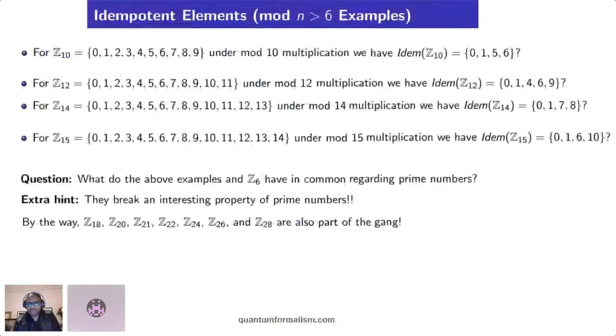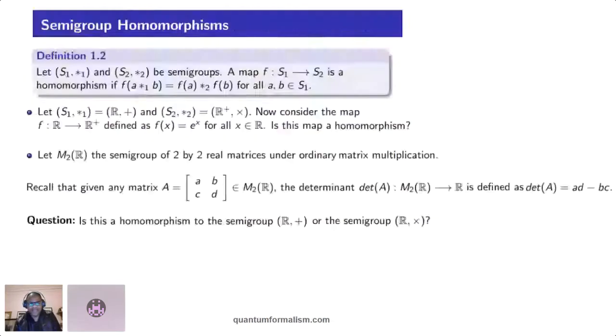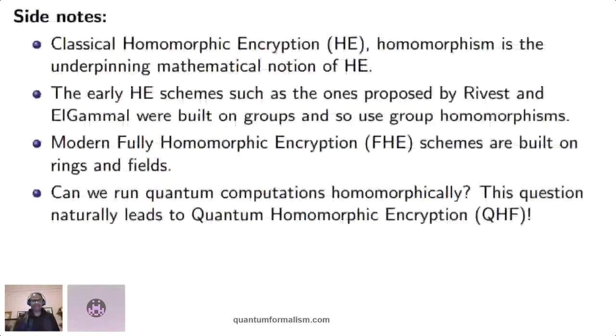So the question, I'm going backwards actually. And another thing, just as a side note and motivation: I know some people are coming from cryptography. As the name hints, homomorphic encryption has to do with homomorphism. In fact, the early homomorphic encryption schemes, like the ones by Rivest and ElGamal, forgive the pronunciation, were built on groups. And so the notion of homomorphism was the group homomorphism.